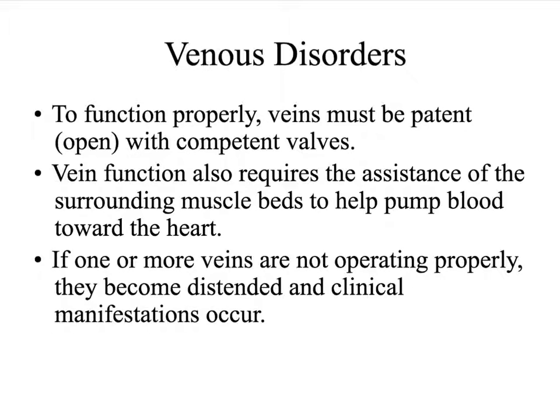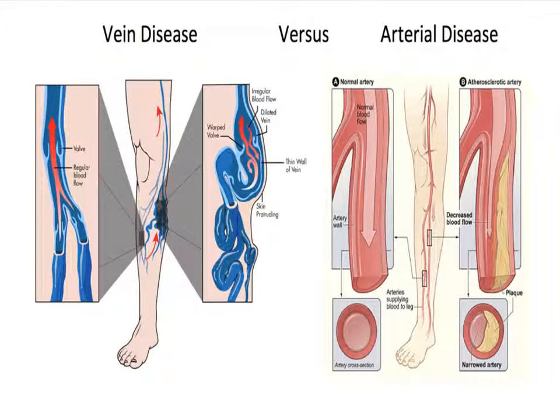If one of the veins is not operating properly, they can become distended, and then clinical manifestations occur, and we'll discuss those in the following slides. This is just a good slide as a visual for the comparison and contrast of arterial disease and venous disease. Remember, your arteries require the pumping mechanism of the heart in order to pump the blood out to the periphery, out to the tissues, in order to provide oxygenation to the tissues.